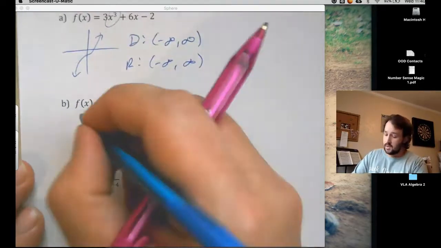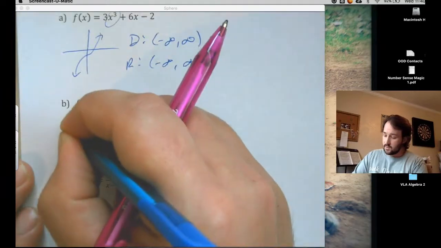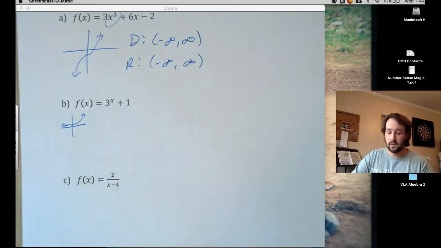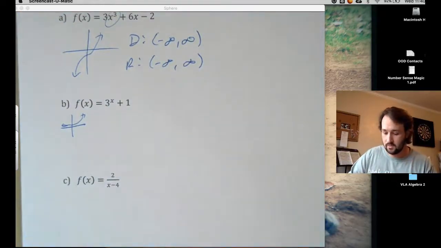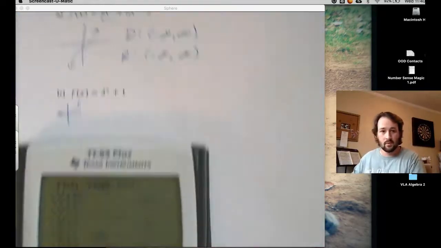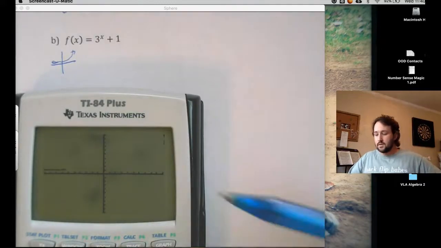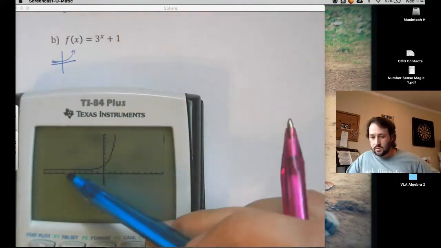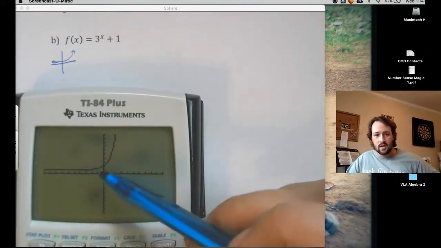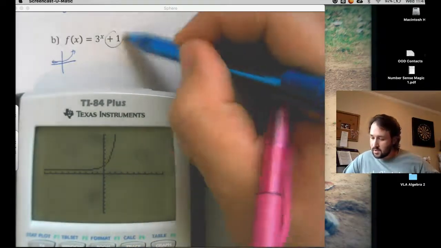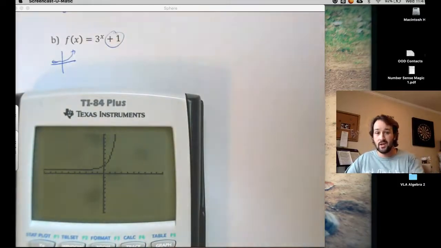All right, 3 to the x plus 1. This is one that if I think about it, it's my exponential function, so it's going to be going something-ish like that. So I'll probably want to check this one in a calculator. So if I do, go to my y equals 3 raised to the x plus 1, and I graph it. So notice here, it's not getting closer and closer to 0 on this side. It's actually getting closer and closer to 1. That's because this plus 1 right here, all that does is it moves your function up 1.